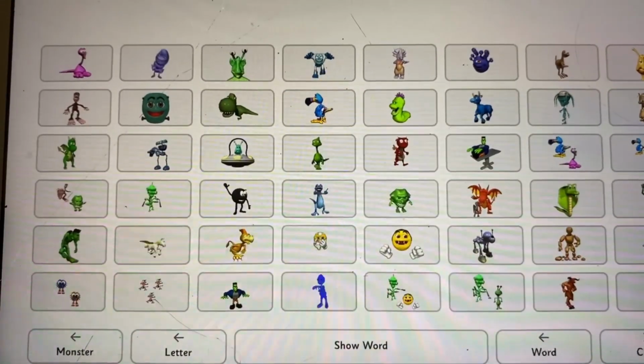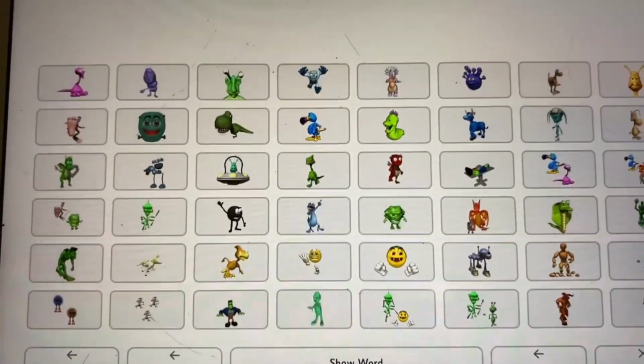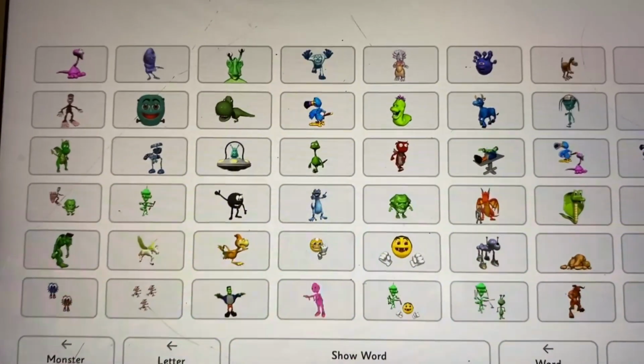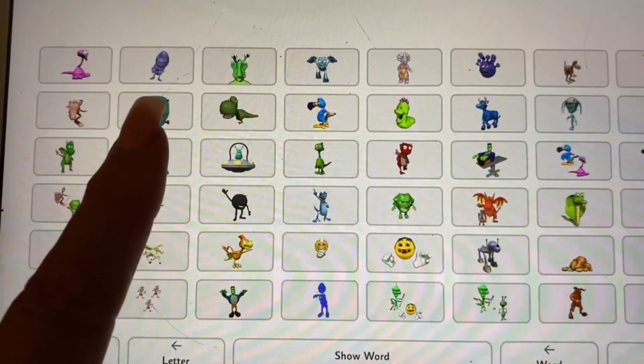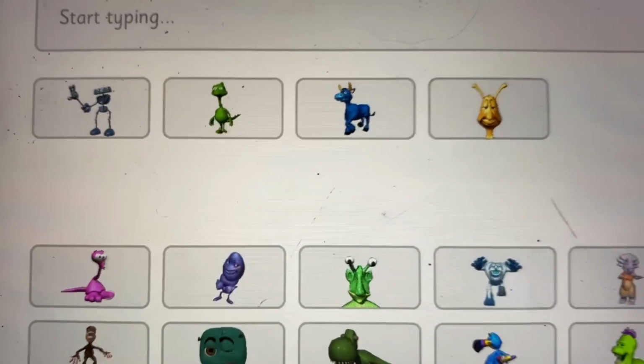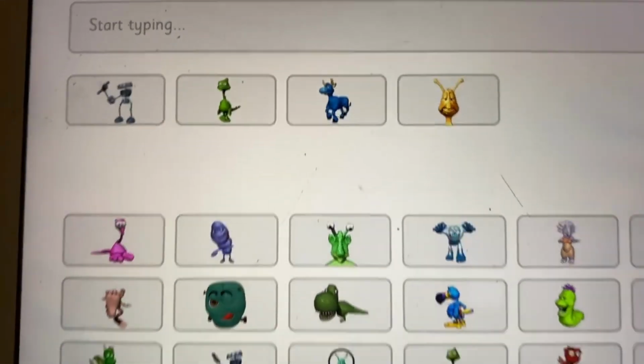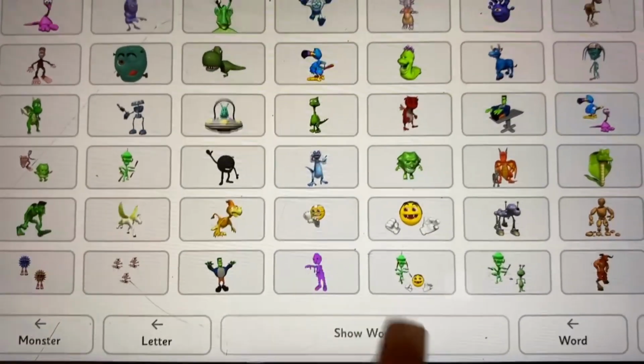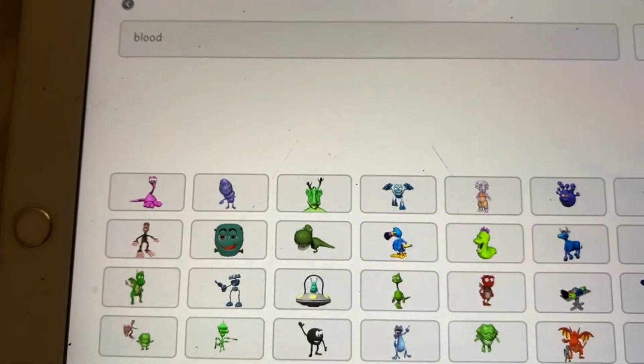So if we wanted to know how to spell a word like blood, they'd go b, o, a, d. So they're the sounds, and they don't need to think about what the letters are at the moment, because we're going to show it to them. Blood. So we're going in both directions.